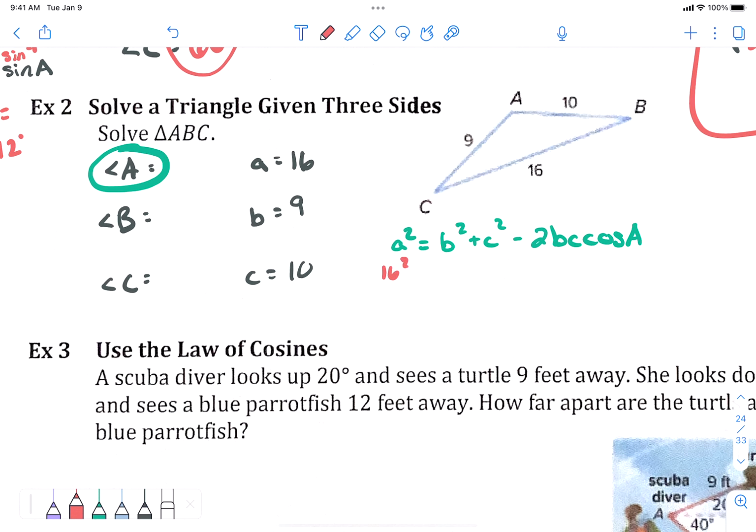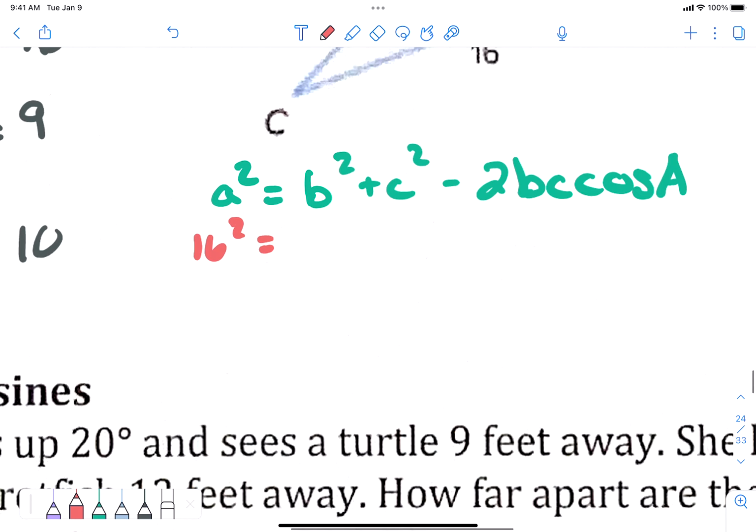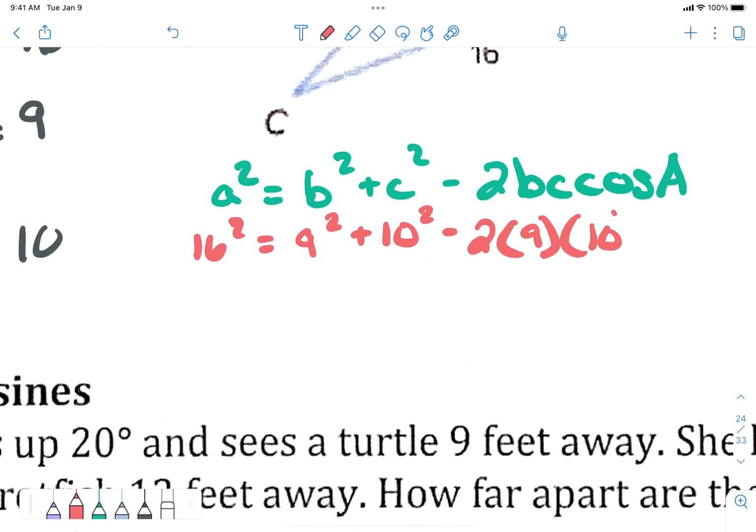So we have 16 squared equals, I'm going to zoom in, 9 squared plus 10 squared minus 2 times 9 times 10 times cosine of A. By the way, I will not expect you to memorize these formulas on the test, so I will give you a note card. You can probably memorize the law of sines, that one's not too bad, but I won't make you memorize this one. We'll just put both of them on a note card so that you have them.